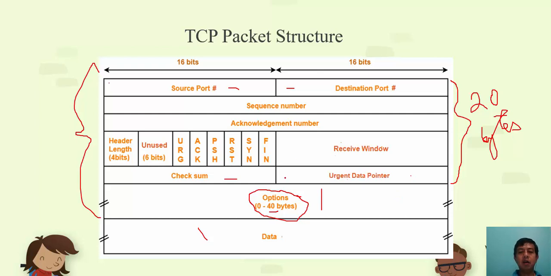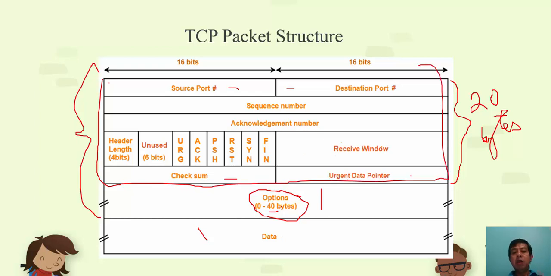We'll discuss all these in detail. So up till here, it consists of a total of 20 bytes of information. If we add all this up, 16 bits, 16 bits, another 32 bits, 32 bits, 16, 16, 16, 16, all these account for a total of 20 bytes. So starting from this point to this point, this is 20 bytes. So 20 bytes of header information is always there.